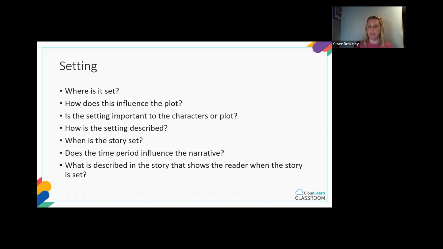Let's look at that last point in some more detail. What is described in the story that shows the reader where the story is set? It's really basic and limiting to start a story with words such as it was Victorian Britain, or on a desert island on his own.